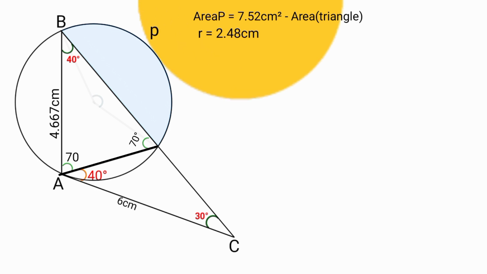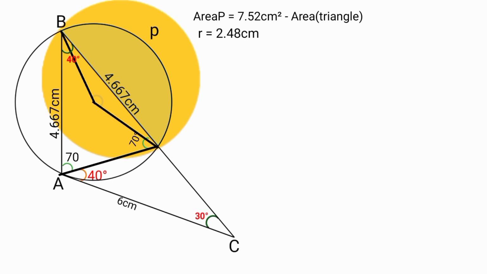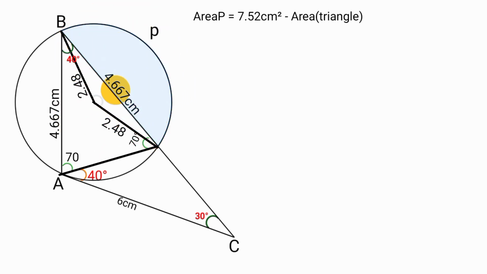So if you look now, this triangle here is an isosceles triangle because two of its angles are equal in size. This is the base because it's facing the vertex angle. So this side here is equal to this side and hence equal to 4.667 as well. Now to find the area of this triangle here, since it is an isosceles triangle because two of its sides are radii of the circle which are equal, and this is the base because it's facing the vertex angle.